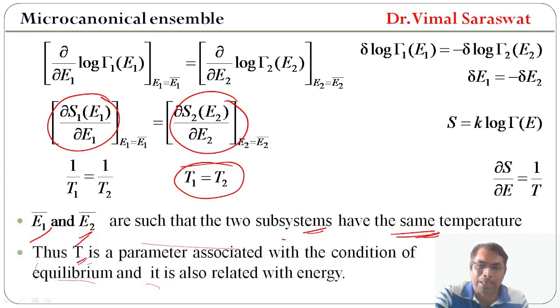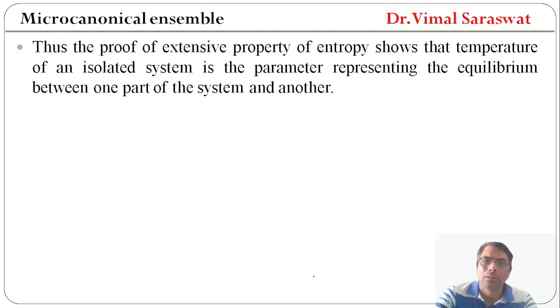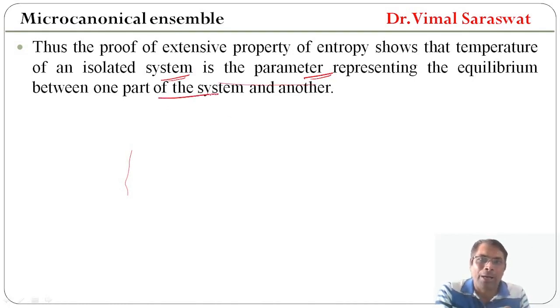Thus, temperature is a parameter associated with the condition of equilibrium, and it is also related with energy. Thus, the proof of the extensive property of entropy shows that the temperature of an isolated system is the parameter representing the equilibrium between one part of the system and another.